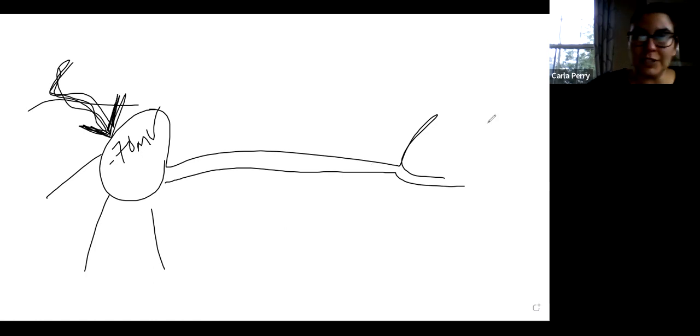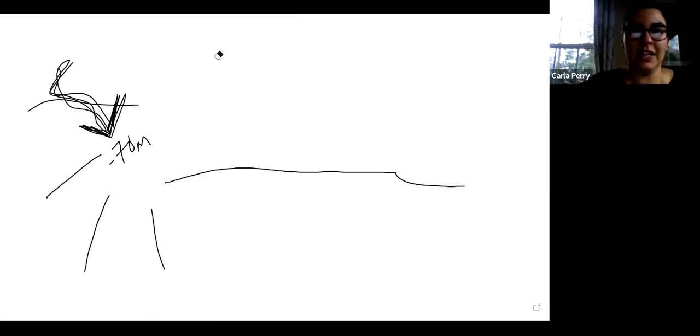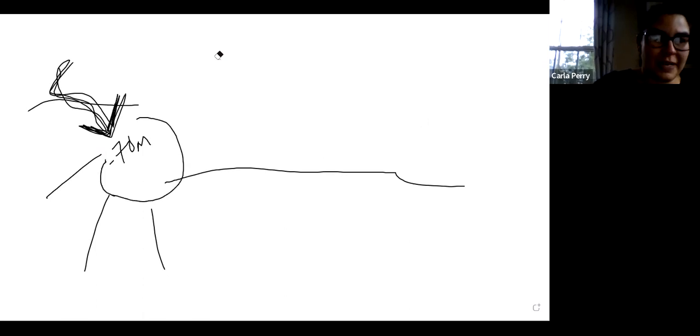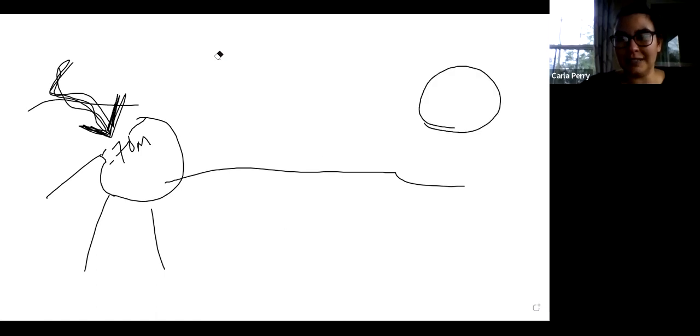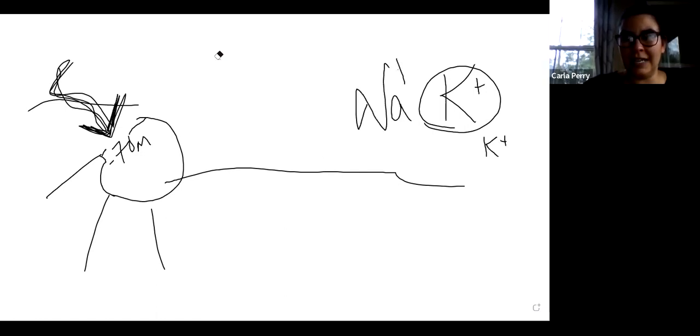So now sodium channels, let's see if I can take this eraser. So we're going to open sodium channels. So I'm going to make a little opening there. Now remember, the inside of the cell has a high concentration of potassium compared to the outside. Outside has high sodium compared to the inside.